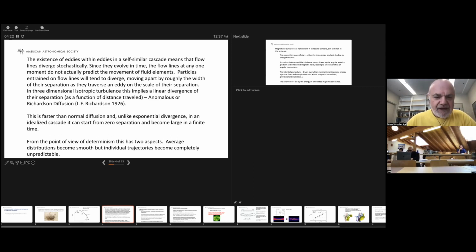In an idealized cascade, you get stochastic evolution. That is to say, trajectories can start at zero separation in an idealized system and become large in a finite time. So from the point of view of determinism, this has two aspects. One is that the average distribution of particles becomes smooth, which in a sense, you can think of as a triumph of determinism. Everything gets washed out. Perfume is equally noticeable at all points in the room. Smoke fills a volume. Your cream is diffused through your coffee cup, although most people don't stir by creating chaotic patterns, but okay.